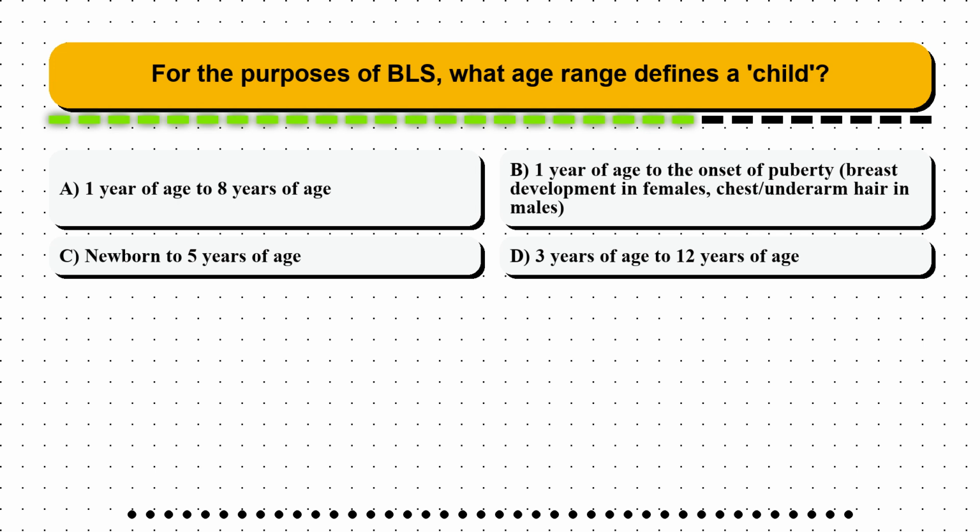Option A, 1 year of age to 8 years of age. Option B, 1 year of age to the onset of puberty, breast development in females, chest/underarm hair in males. Option C, newborn to 5 years of age. Option D, 3 years of age to 12 years of age.